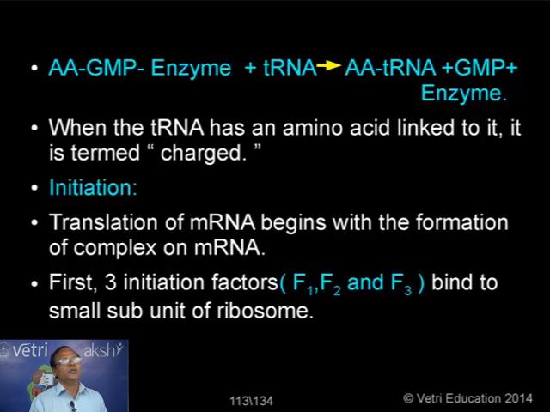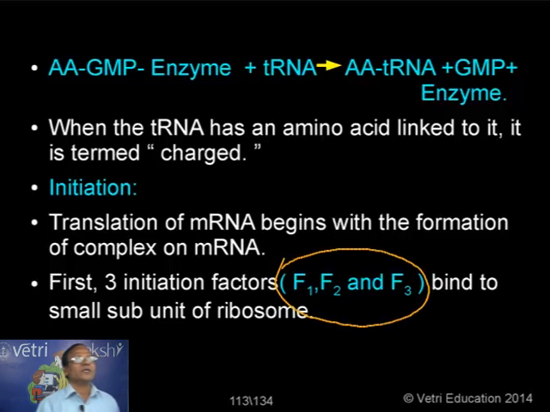What is initiation? I mentioned already that translation of mRNA begins with the formation of what is called a complex. That complex is formed on the mRNA. For the formation of such a complex, we need certain initiation factors. There are three initiation factors, and these are all found in the small subunit of the ribosome. They are named F1, F2 and F3. These are the factors which initiate the process of translation. They are also responsible for the formation of the complex on mRNA to initiate the process. They are found in the smaller subunit.